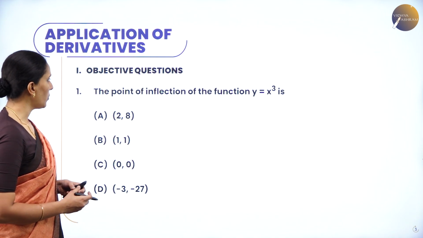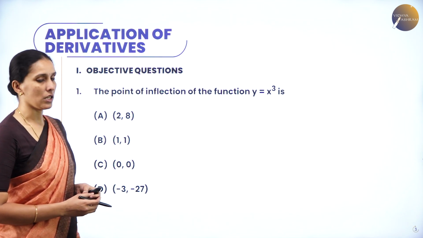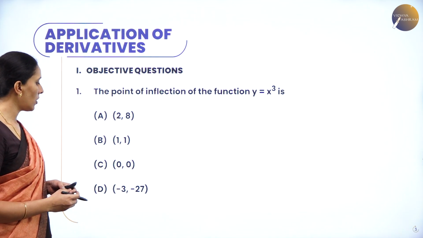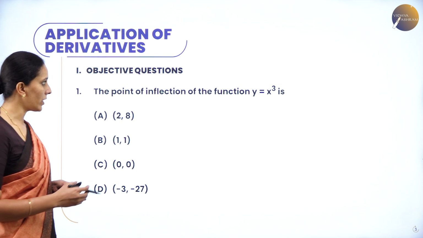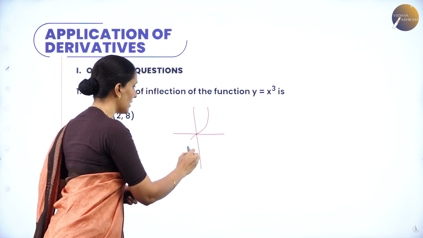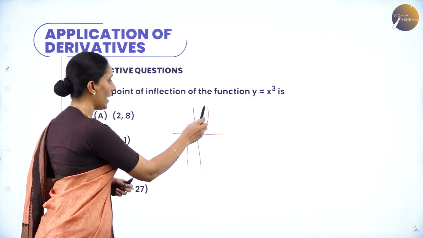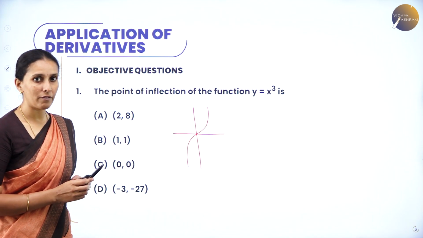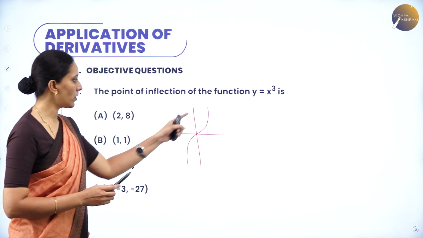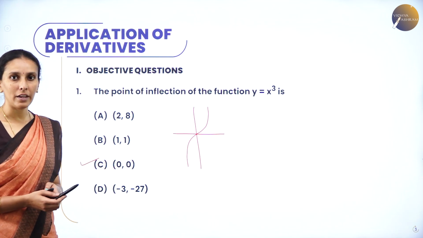In the form of an MCQ, we have: the point of inflection of the function y is equal to x cube is. Here the options are given as (2, 8), (1, 1), (0, 0), (-3, -27). So for the curve y is equal to x cube, the curve will be like this. You take any point here, the curve is increasing. At the point of inflection, the curve is not changing its sign, so it is positive. So clearly (0, 0) will be the point of inflection here.